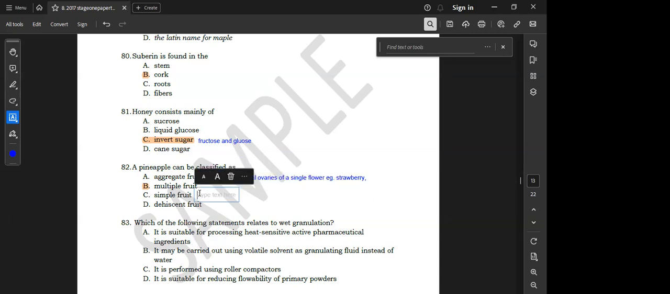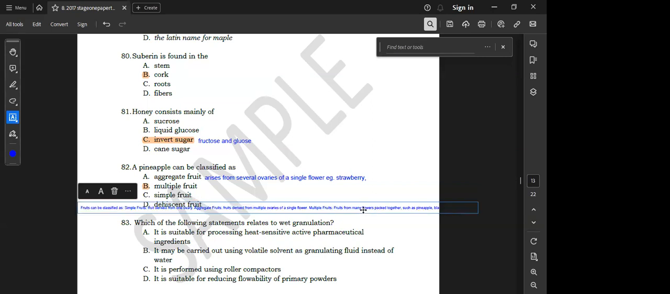Fruits can be classified as simple fruits derived from one ovary, aggregate fruits derived from multiple ovaries of a single flower, and multiple fruits from many flowers packed together, such as pineapple, blackberry, and raspberry. So simple from one ovary, aggregate from several ovaries in one single flower, and multiple from different flowers. And is dehiscent a type of fruit?